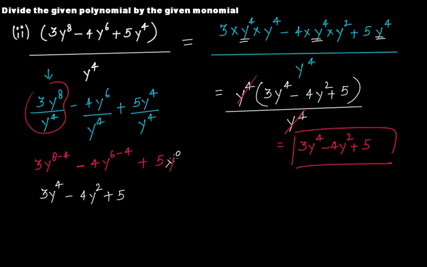Y raised to the power of 0 is equal to 1. 5 multiplied by 1 is 5. So this is your answer, and both the answers are the same. Whether you follow this method or this method, you will get the same answer.